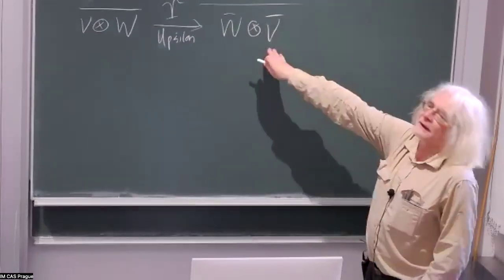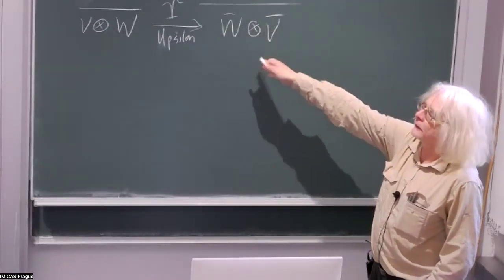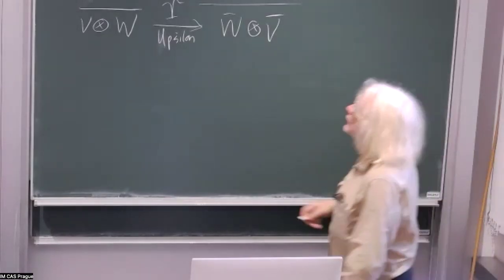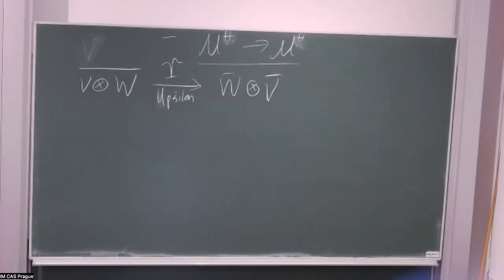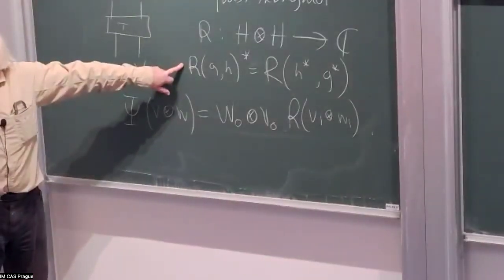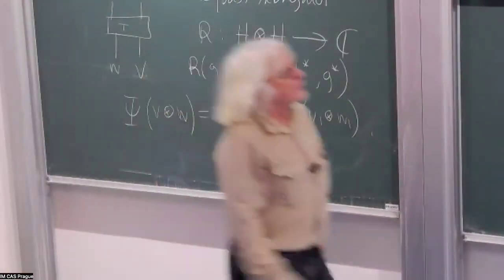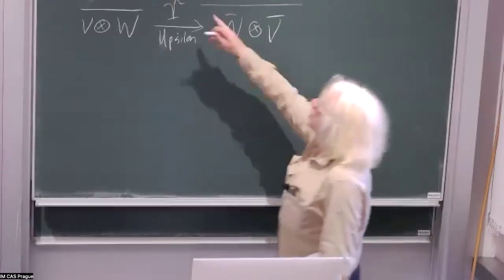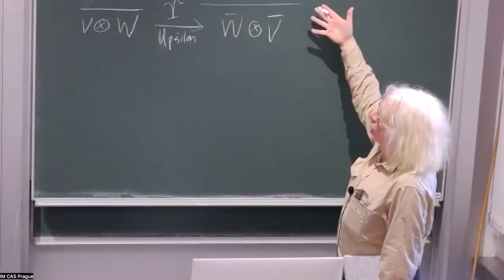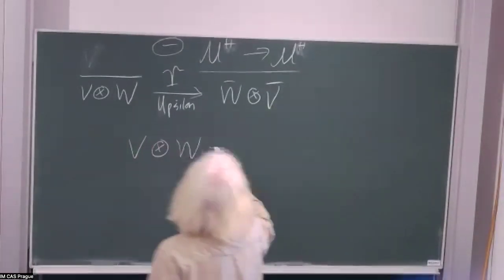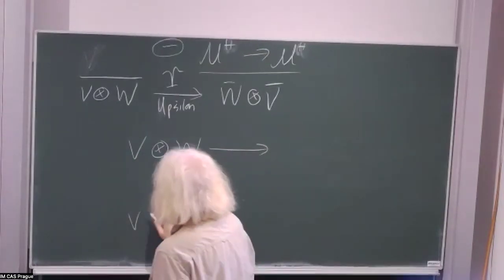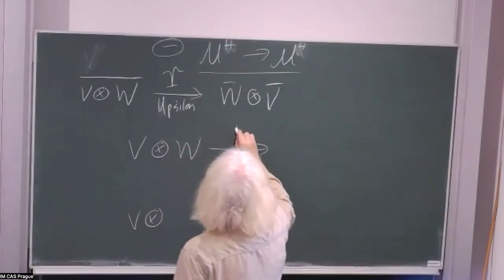And the fact that this is a morphism in the category just comes down to the fact that you have a Hopf star algebra. And now this thing which I wrote down here is a reality condition for a braiding. So since bar is a functor on the category, I can apply it to any morphism. So let's take V tensor W.